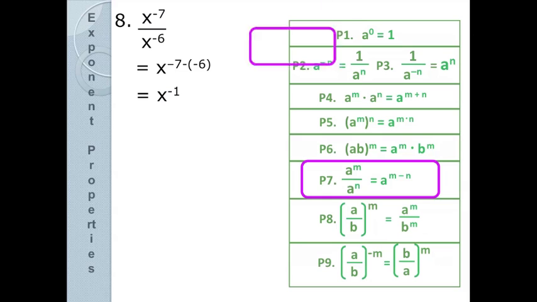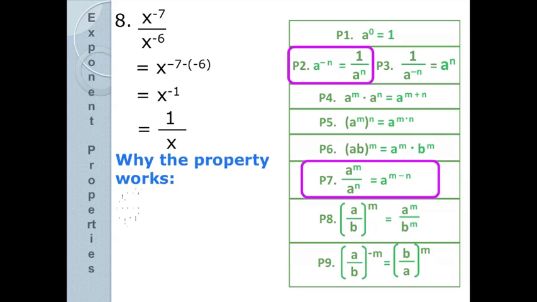We will need to use property number 2 to simplify the negative exponent. The negative exponent is in the numerator, so it will flip to the denominator as a positive. So we have 1 over x to the first, which the first as the exponent does not have to be written. Again, exploring why this property works, you do not have to write it down.